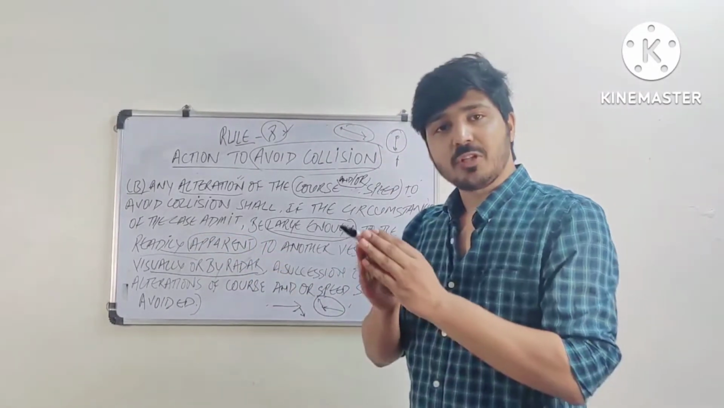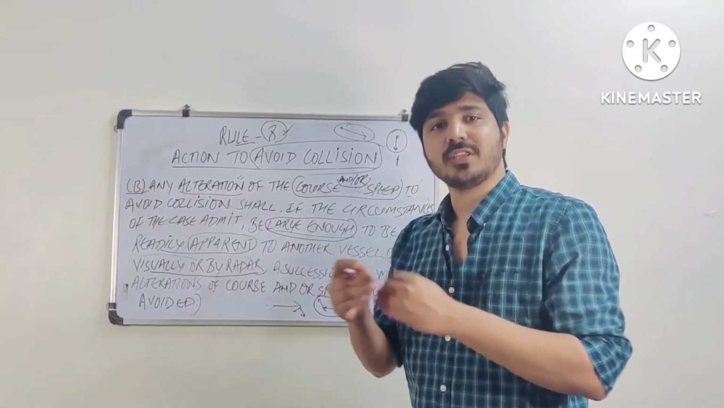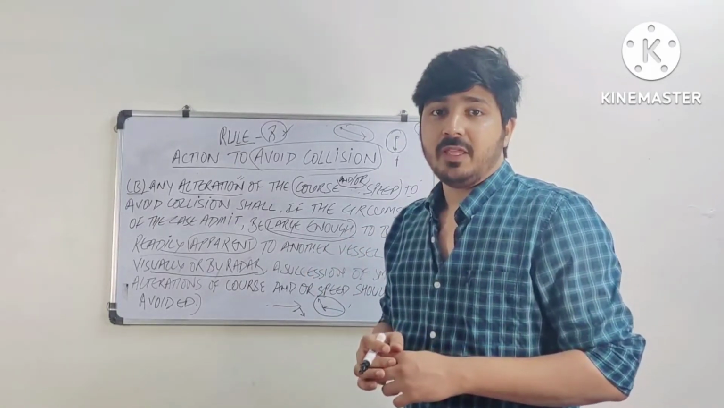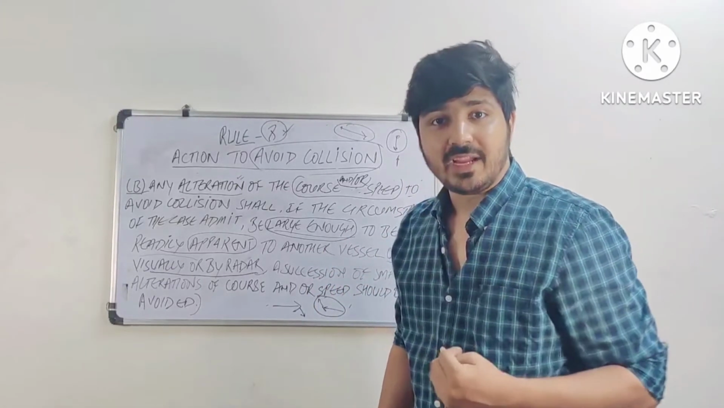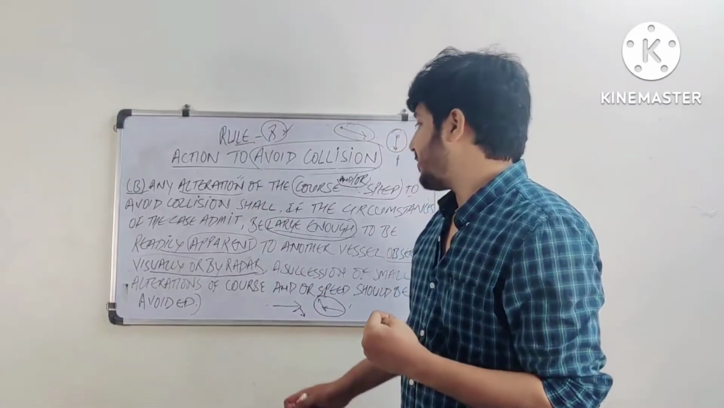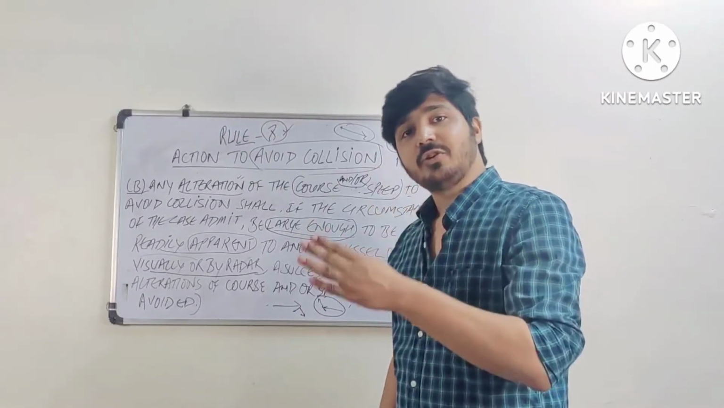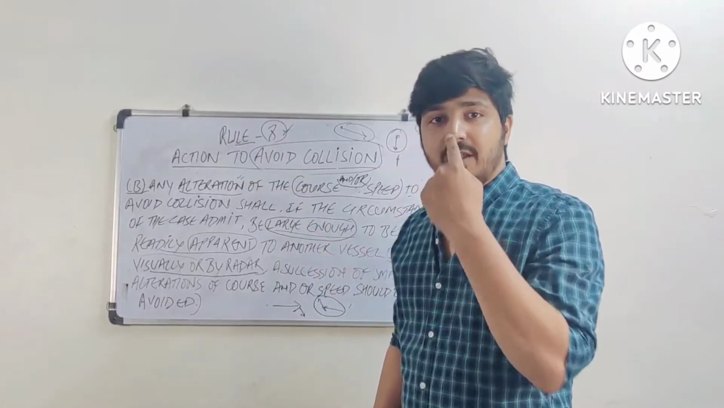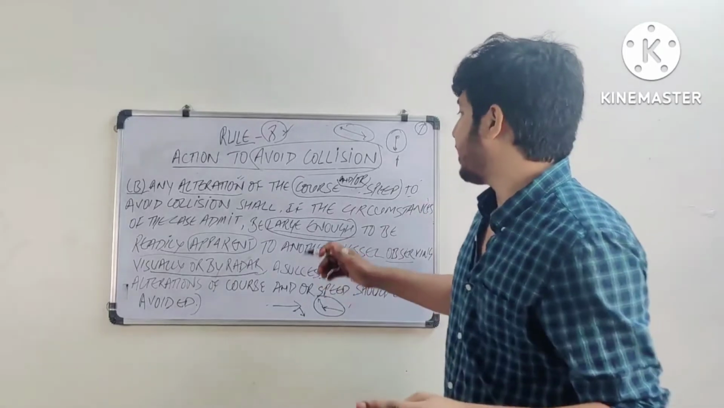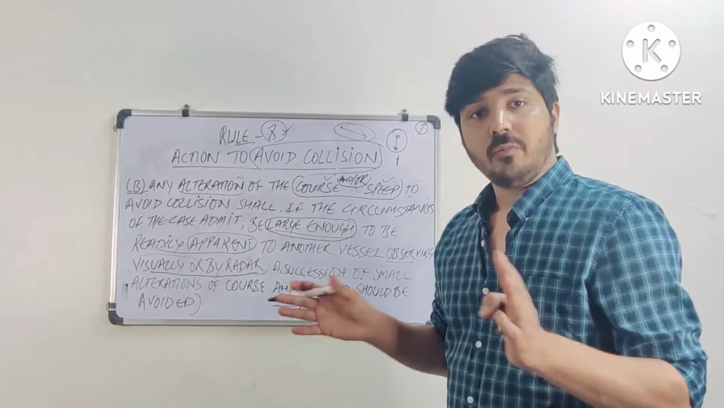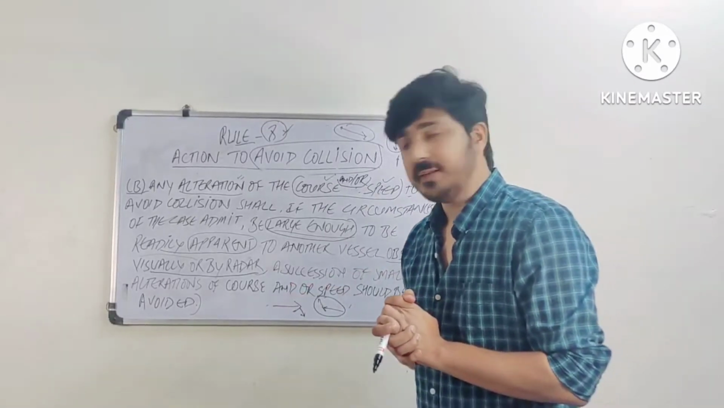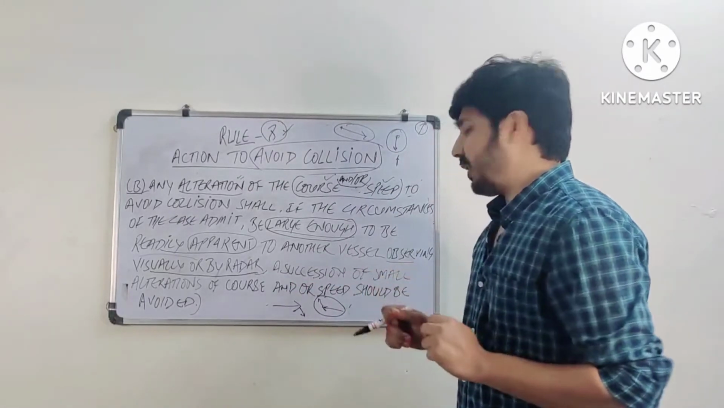Okay, if you are taking small alterations of course or speed, it might not be easy for another vessel to judge that you are taking action. That is why you need to take a large alteration so that the other vessel can observe it. A large alteration might be of a course or of a speed, or a combination of both. This you need to take care of.